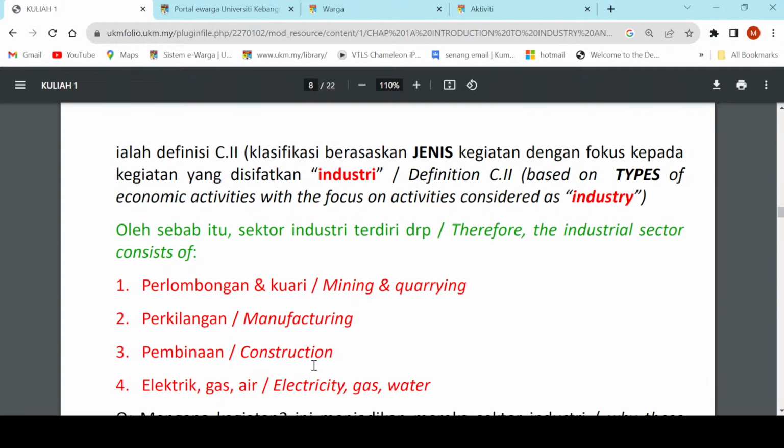It means that with manufacturing, it will create linkages to other sectors. For example, shoes, manufacturing of shoes. The more shoes are produced, the more leather will be needed. The leather will come from this.